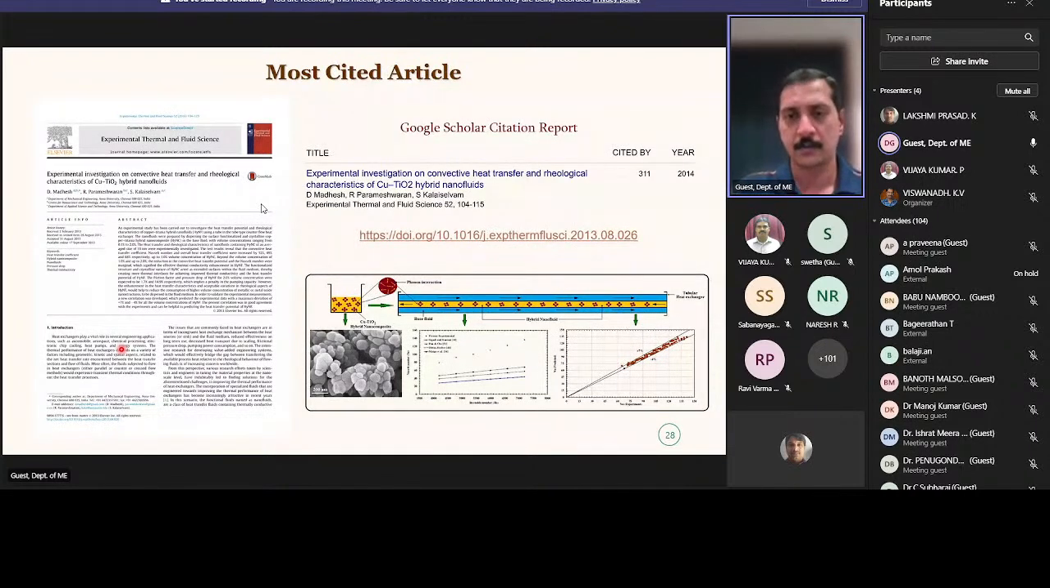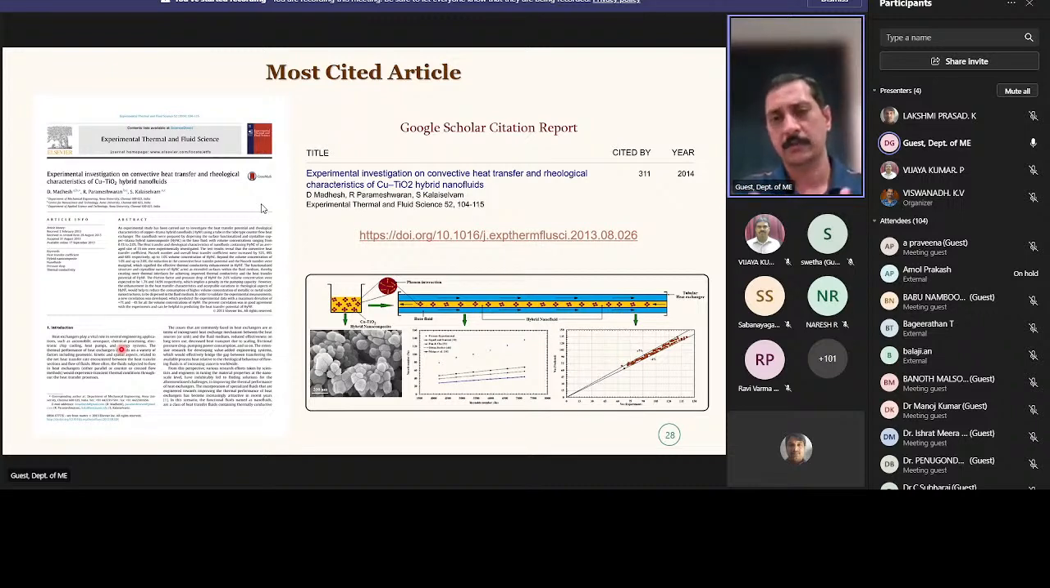I'm not showing this slide to promote our work, but still this work has a lot of insights about nanofluids, especially about the hybrid nanofluid. If you are interested, you may please go through this work, where we have discussed many things related to the physics and chemistry of the particles and their mechanisms, like the diffusivity, and how the particles interact with the base fluid.